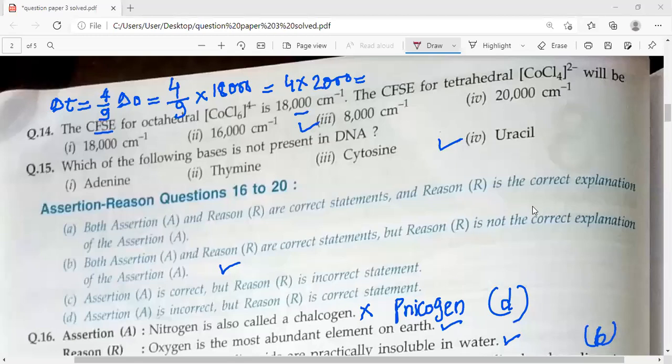Okay. If you respond in this way, I'll come to know that you understood it.